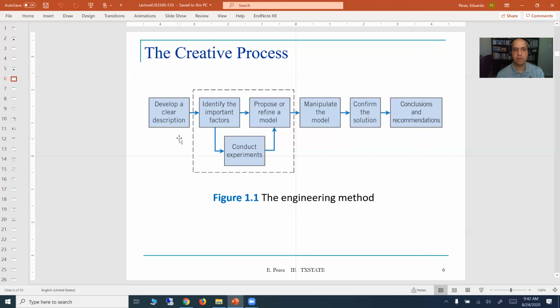The solution for that problem is going to tell me, okay, these are the things that you need to do in order to improve that throughput.